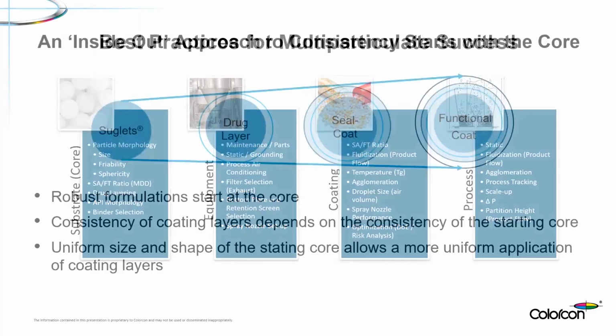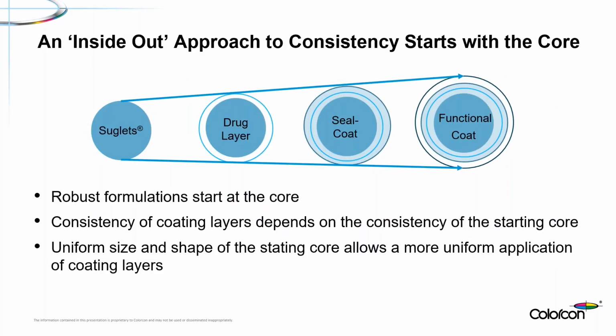So let's start at the beginning, or in this case, the core, where the quality of a multiparticulate formulation and robust performance starts. If we look at this graphic here on this slide, we can see how a uniform consistency of coating layers depends on the consistency of the starting core. Starting with the core, a drug layer is added, followed by a seal coating, a functional coating layer, and lastly, an optional clear or pigmented protective coating layer over the functional coating.